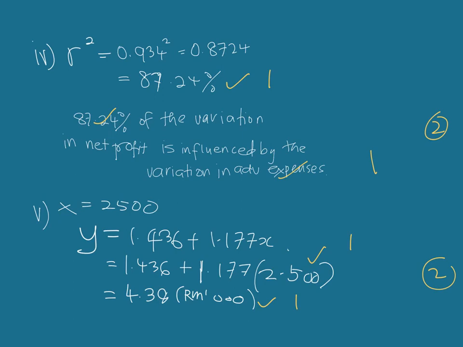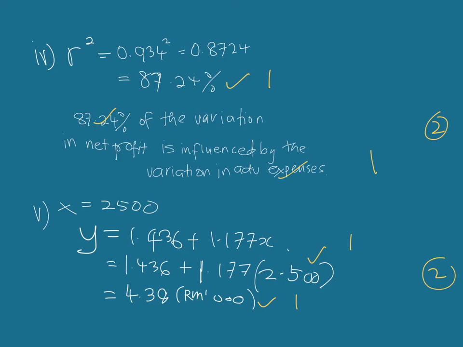Okay, let's do part 4. We have to calculate the value of R squared, which is the coefficient of determination, and then explain it. Our R was previously calculated to be 0.934. So square it, we get 0.8724, and turn it into percentage, which is 87.24%. So you get 1 mark for doing that.